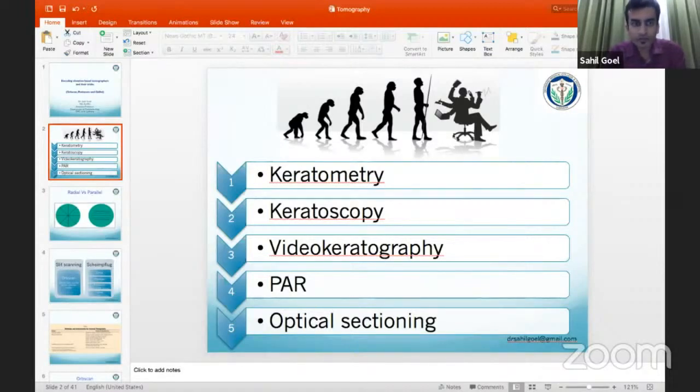I try to have some discussion with my own residents in the morning about what problems they face while interpreting topography maps, and hopefully I'll be able to take everyone through.